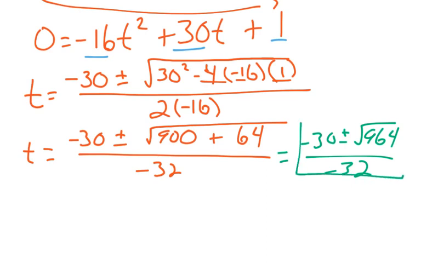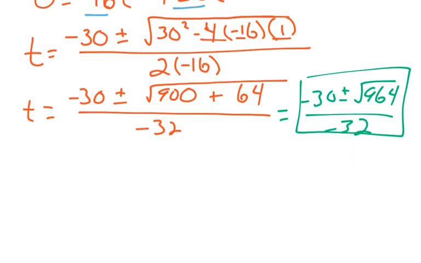Now, at this point, this would be an exact answer, but we're kind of looking for a number here because it's asking how long was the ball in the air. If we just say it was negative 30 plus or minus the square root of 964 over negative 32, that doesn't really tell anybody anything other than, okay, it's an exact answer, but nobody recognizes what that value is close to. So here's what I'm going to say you do.